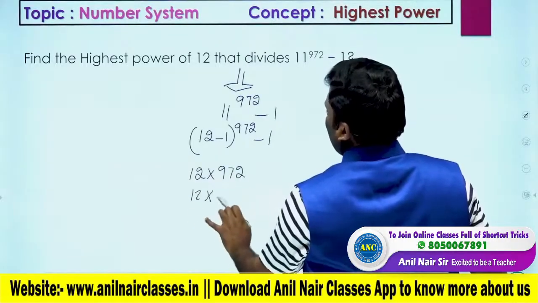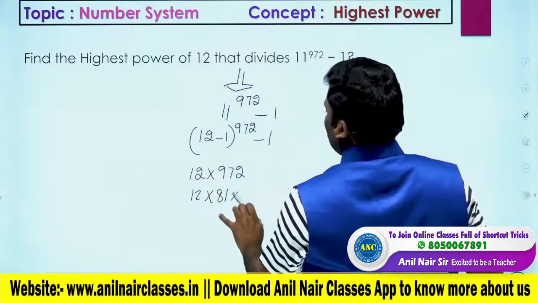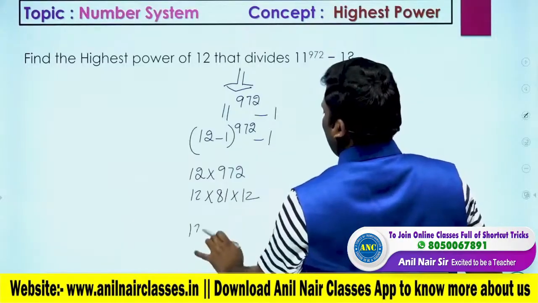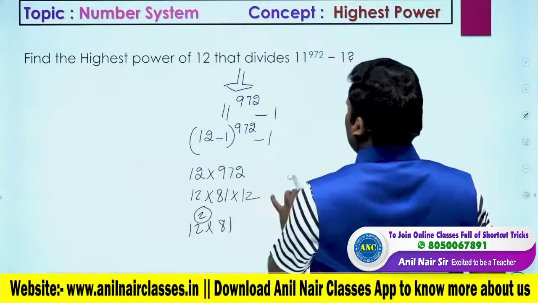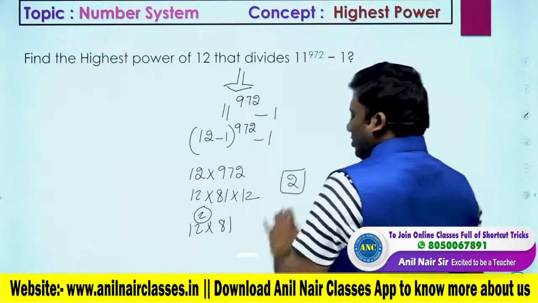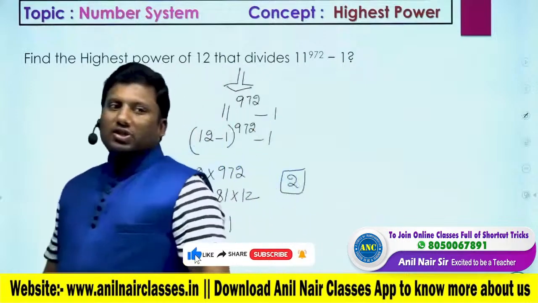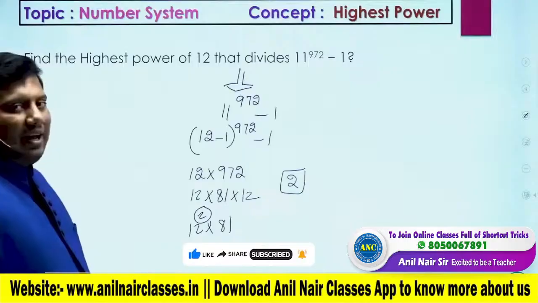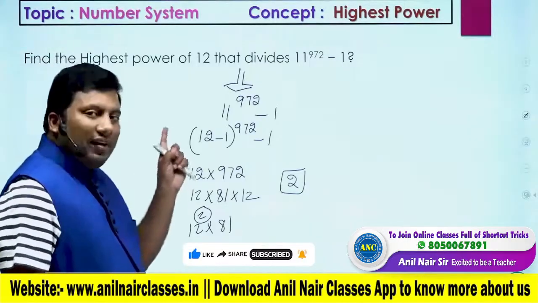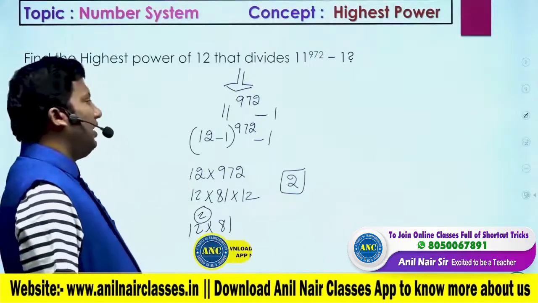12 into 972 is 81 into 12. So 12 square into 81. The highest power of 12 in this expression will be 2. 11 power 972 minus 1. 11 is 12 minus 1, power 972.